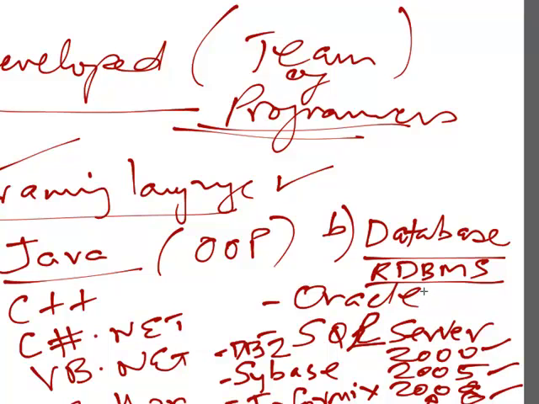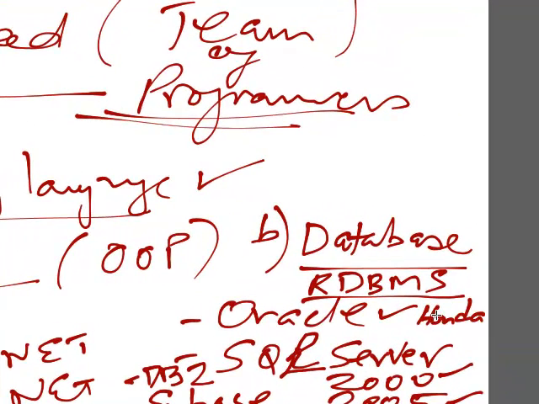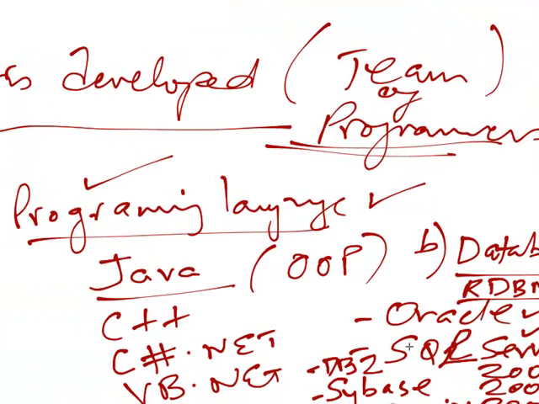Let's say, for instance, you're talking about the difference between Oracle and SQL Server. Again, consider Oracle as a Honda, right? And consider SQL Server as Toyota. Now, if somebody asks you, what is the difference between a Honda and a Toyota? The first thing you would say is that both of them are cars. And likewise, Oracle and SQL Server, both of them are databases.